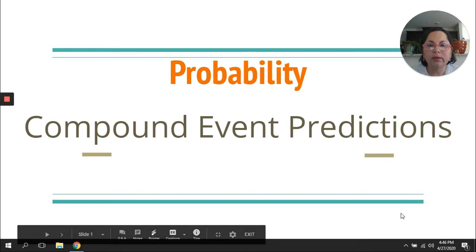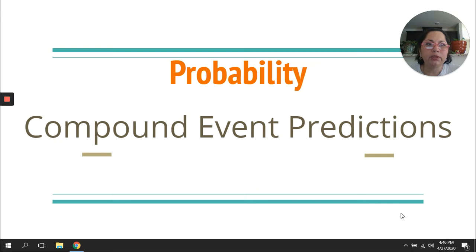All right, we're going to look at the second part of compound event predictions. Grab yourself a piece of scratch paper so that when it's your turn to do some work, you'll be able to get that done.